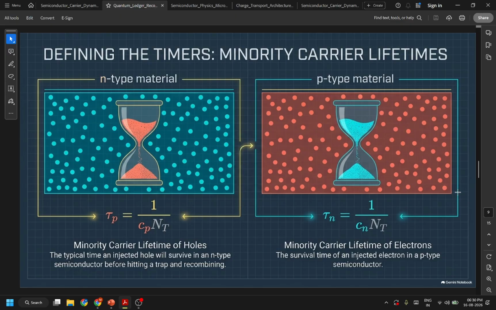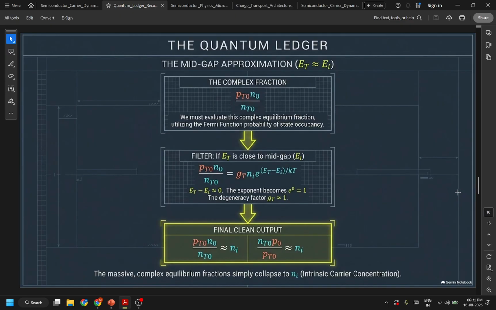So minority carrier lifetime of holes means the typical time an injected hole will survive in an n-type semiconductor before hitting a trap and recombining. Similarly, minority carrier lifetime of electrons is the survival time of an injected electron in a p-type semiconductor before it recombines.